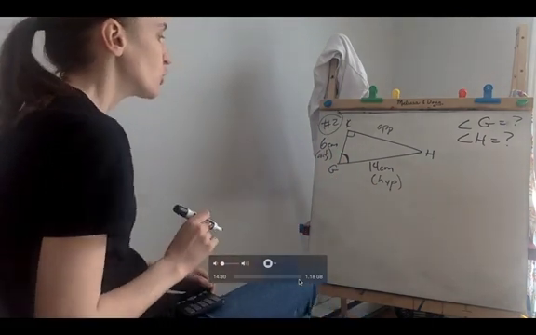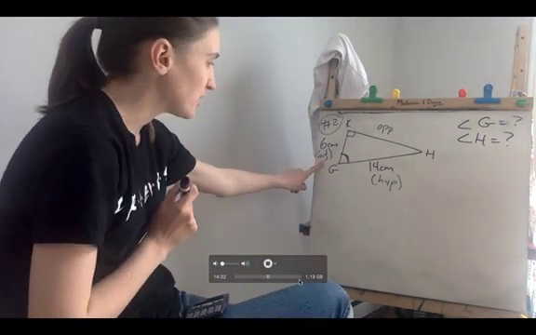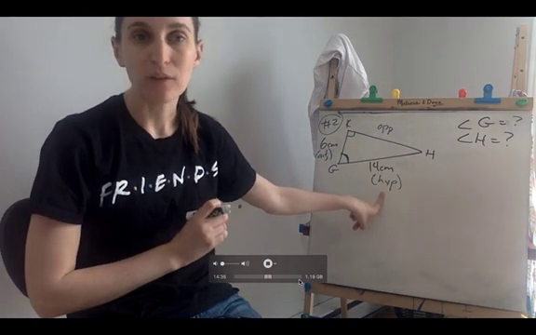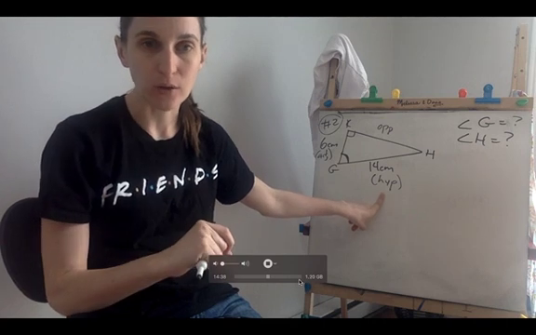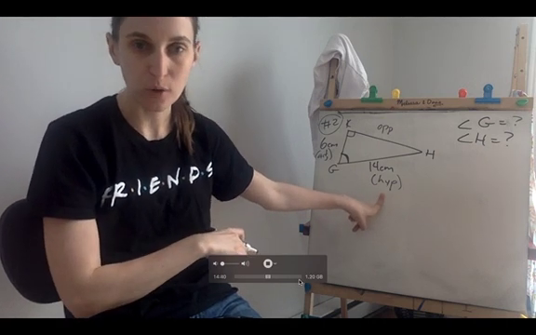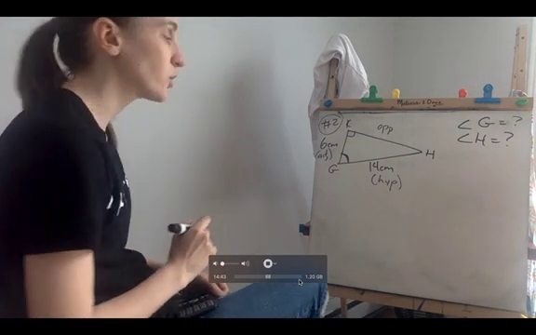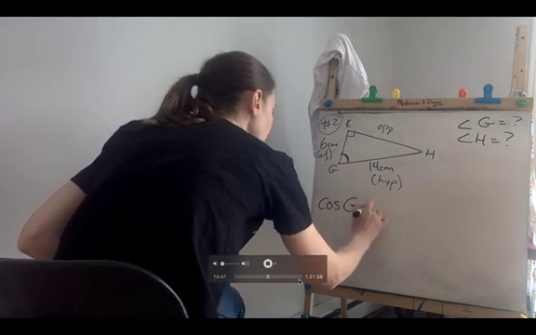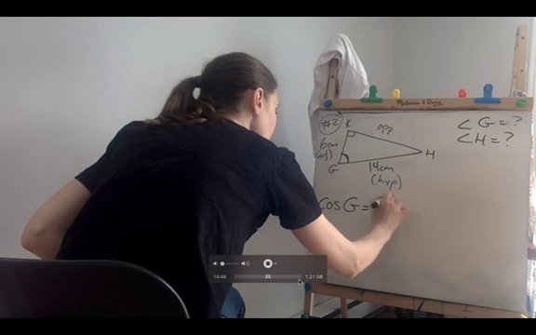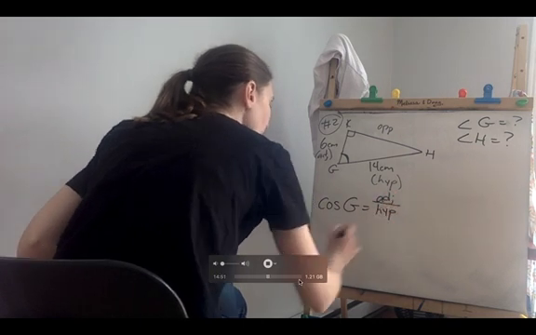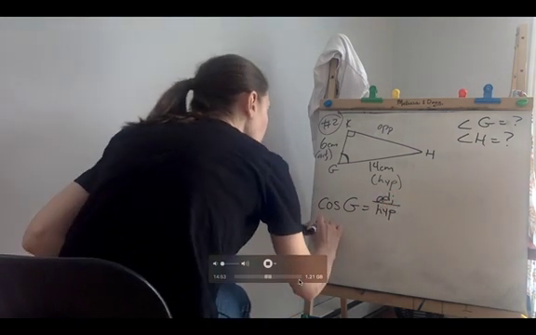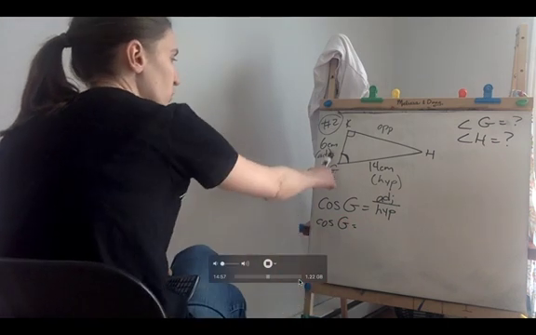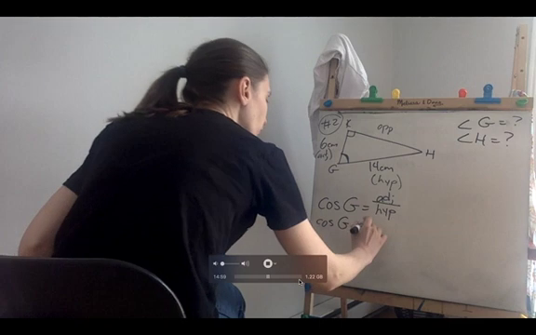Okay, so we have the adjacent side and the hypotenuse side. Which trig ratio involves the adjacent and the hypotenuse side? A quick check at your formulas again, and you'll see that that's the cosine ratio. So what you get is cosine of angle G is equal to the adjacent divided by the hypotenuse. We don't know the angle, so it's cosine of angle G is equal to 6 divided by 14.